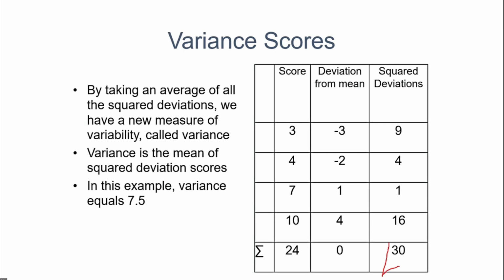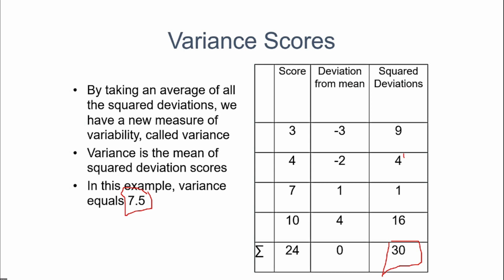But anyways, 30 divided by 4 scores gives us 7.5, and we call that the variance. So the variance is a nice number. It tells us how far away things are from the mean. But the problem is we squared everything, so the squared numbers don't really mean all that much. They're not on the same metric that we were originally on. 7.5 doesn't really seem related to this original set of numbers, 3, 4, 7, 10.